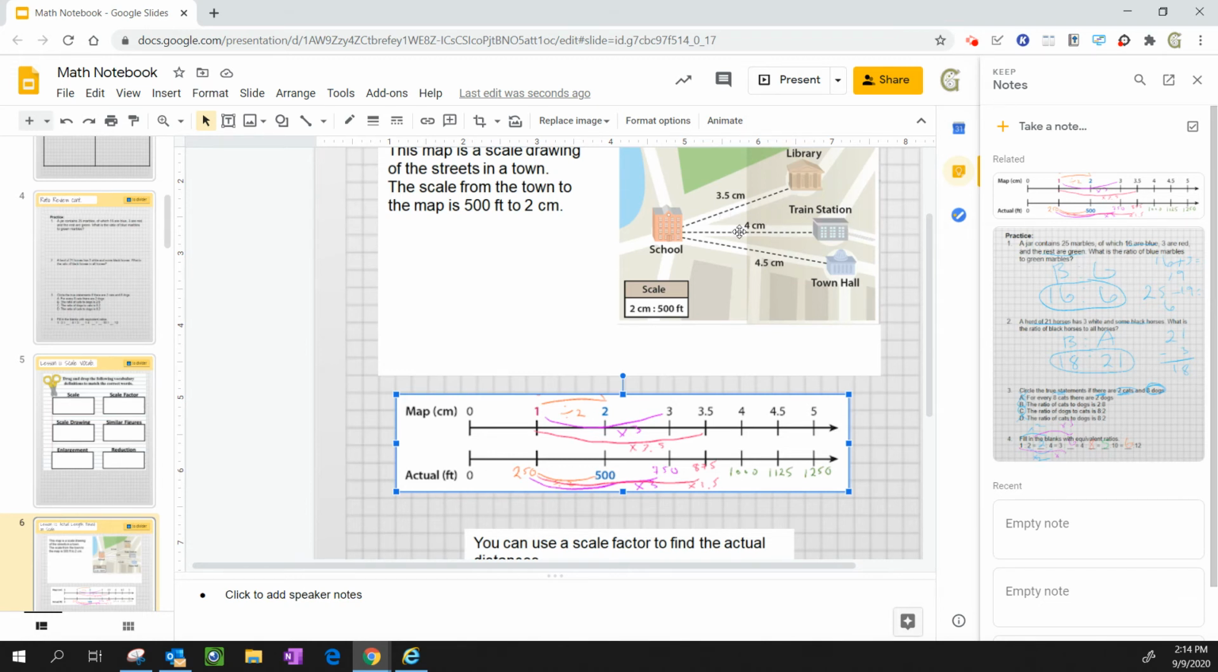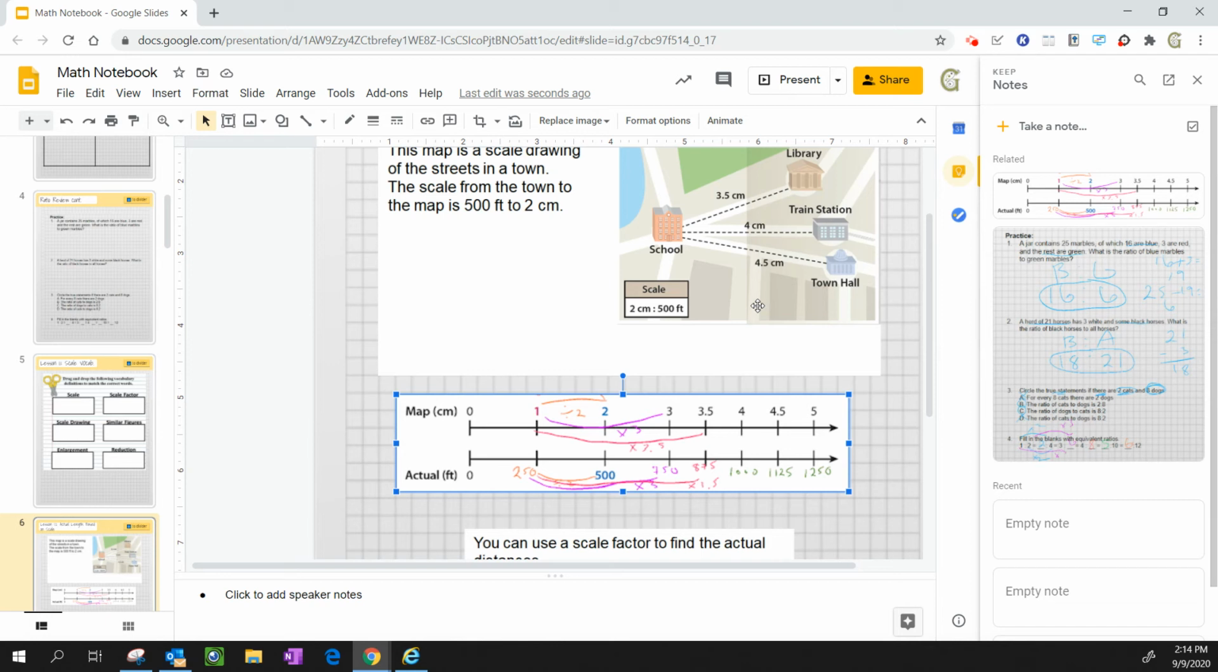We could do the same thing with the train station and the town hall too. So the train station was 4, so it would be 1,000 feet in real life. And the town hall was 4.5, so it'd be 1,125 feet in real life. So double number line, one strategy, really great strategy to use to solve these problems. But we also have other strategies or tools that we can use.